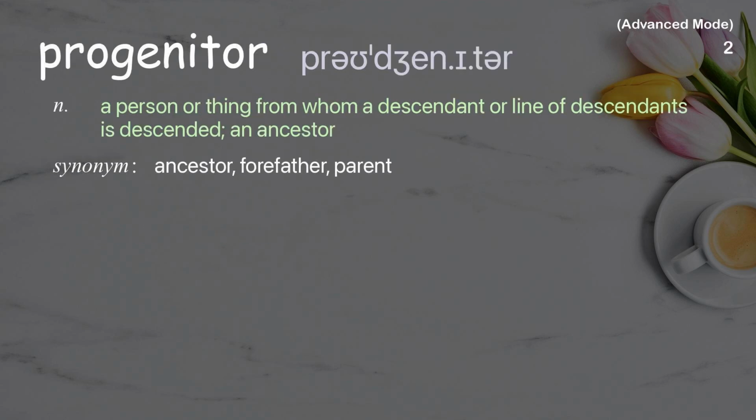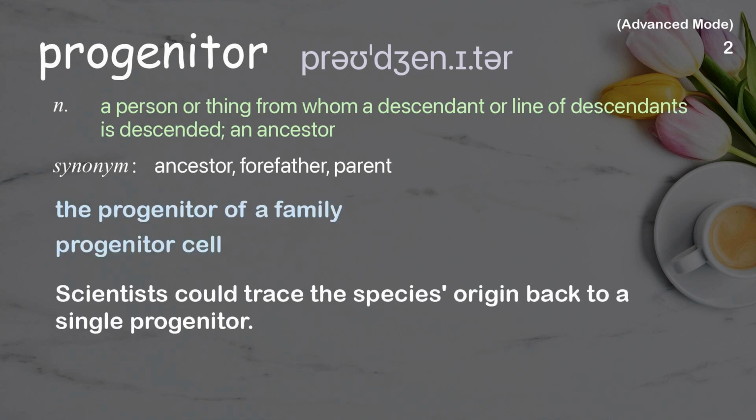Progenitor. A person or thing from whom a descendant or line of descendants is descended, an ancestor. Examples: The progenitor of a family. Progenitor cell. Scientists could trace the species' origin back to a single progenitor.